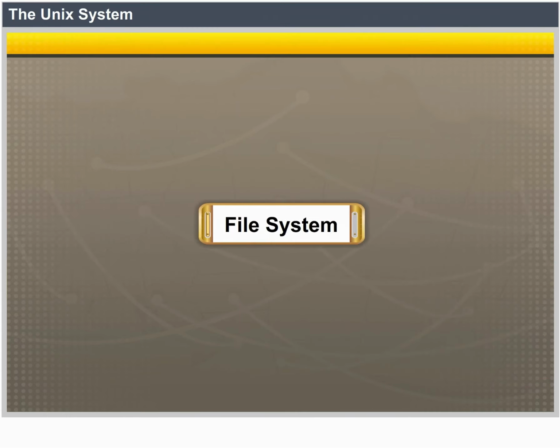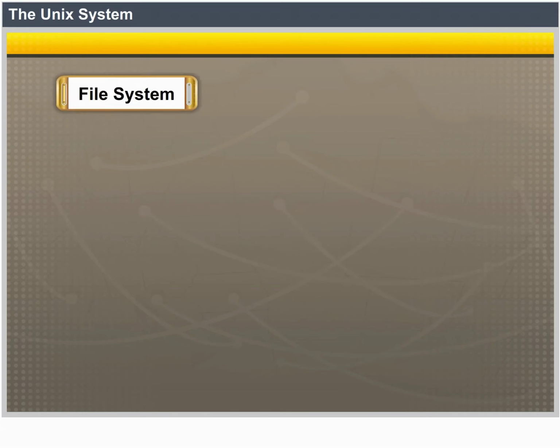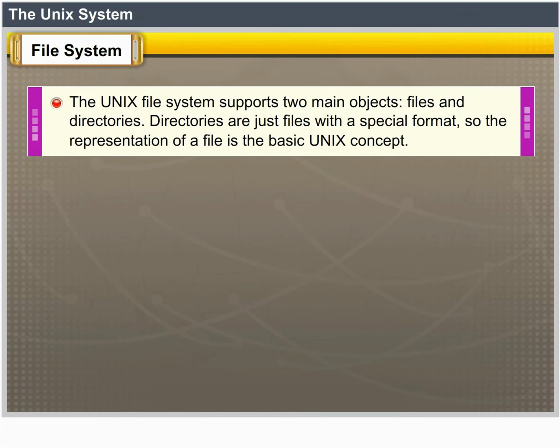File system. The Unix file system supports two main objects, files and directories. Directories are just files with a special format, so the representation of a file is the basic Unix concept.